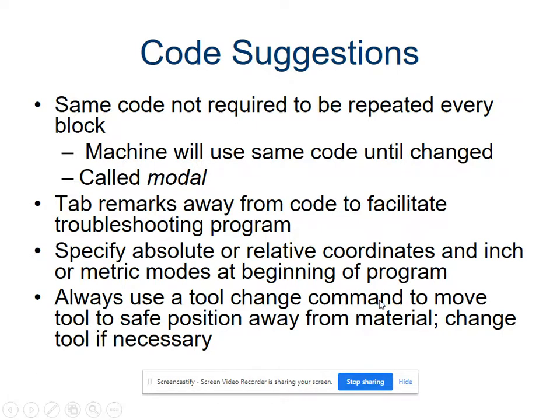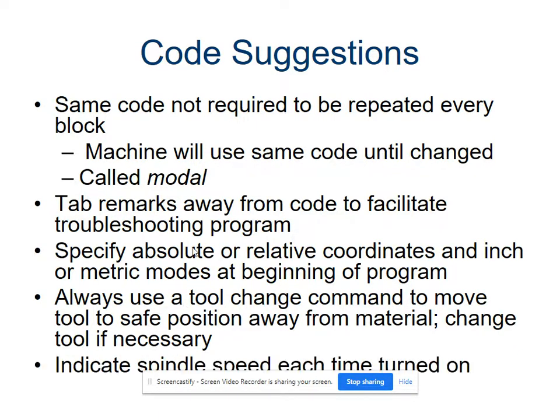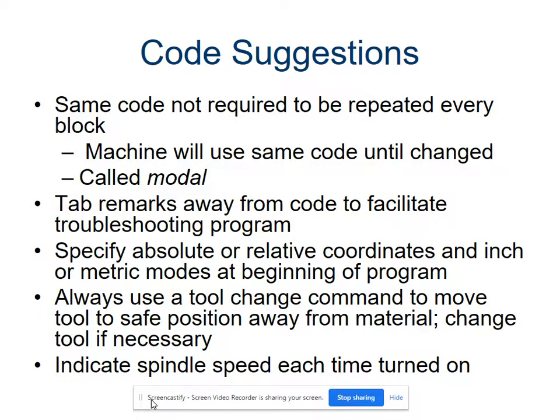We're going to use the tool change command to move the tool to a safe position away from your material and change the tool if it's necessary. Whenever we've got a tool at one location and we want to change from that 1/8 inch tool to a 1/2 inch tool, you make a Z move up, and then you make an X or a Y move. It's probably a Y move backwards, so that you can get the tool away from the part, and then you'll be able to change it, or you bring it forwards. So we'll get to that. And you need to indicate spindle speed every time you turn on the spindle.